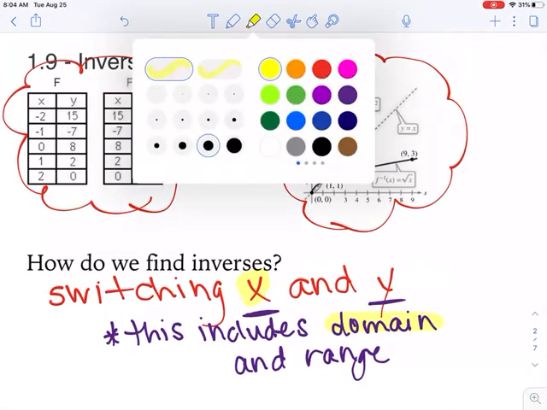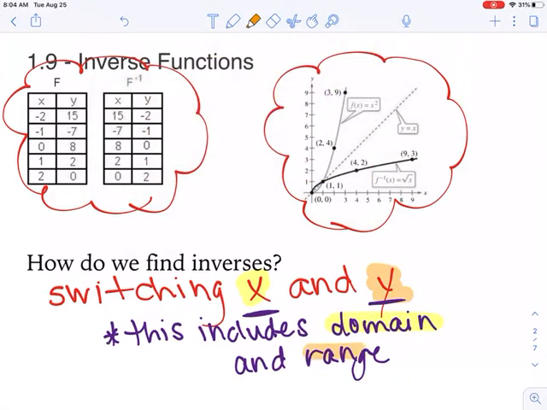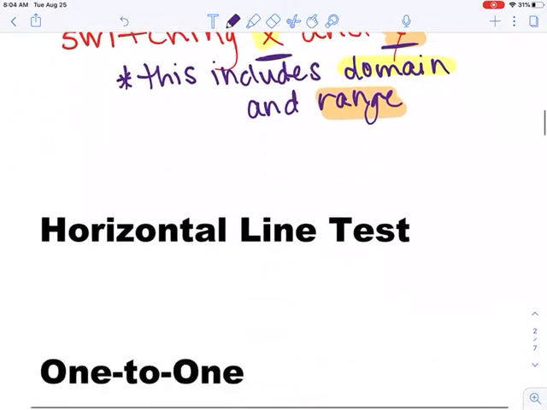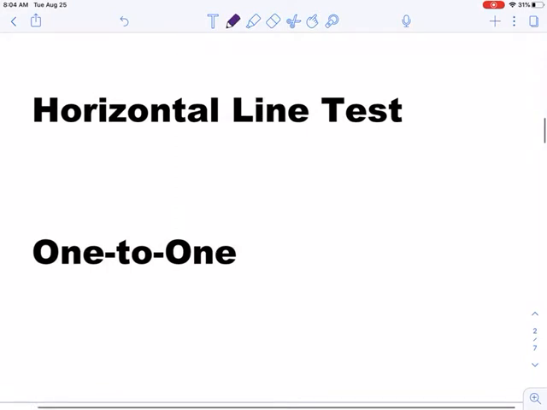Since x and y are switching, x is associated with domain, y is associated with range. Well, then when the x's and y's switch with each other, the domain and ranges are going to switch with each other also. So that's something that we're going to incorporate into our discussion on actually finding our inverses.